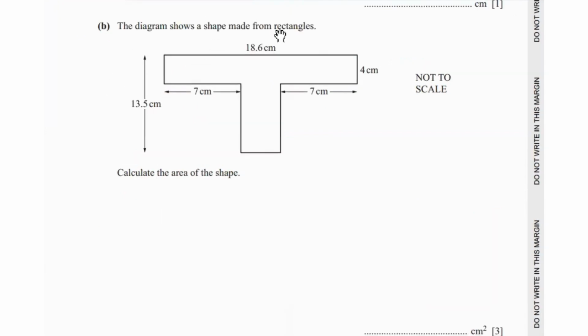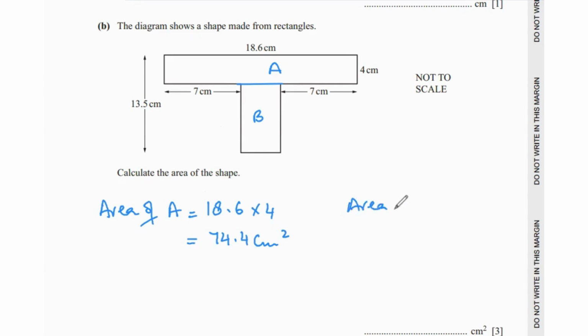Then it says the diagram shows a shape made from rectangles. This is like a compound shape. And they want us to calculate the area of the shape. So if I split the shape into 2 parts, this is A and this is B. So area of A is going to be 18.6 times 4, the length times the width, which is equal to 74.4 centimeters square.